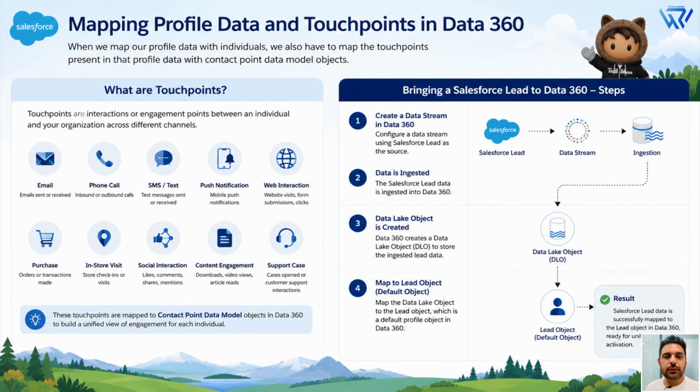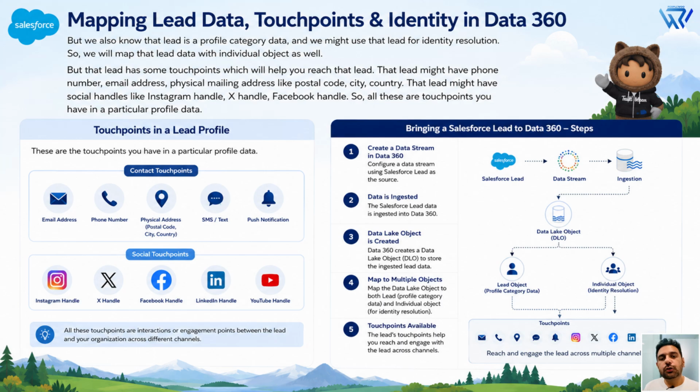Suppose we are bringing a Salesforce lead to Data 360. What are the steps we will follow? We will create a data stream with that Salesforce lead. It will get a data lake object for us. That data lake object, we will map it with a lead object, that is a default object within Data 360. But we also know that lead is a profile category data, and we might use that lead for identity resolution. So we will map that lead data with the individual object as well.